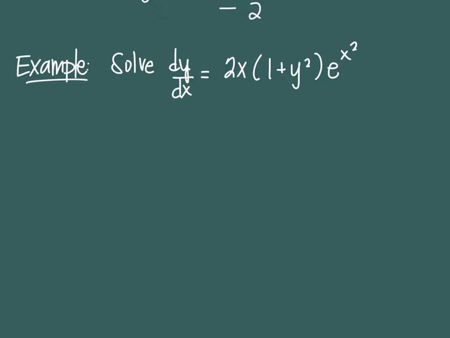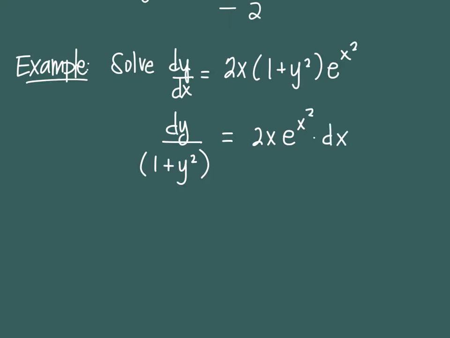1 plus y squared, parentheses over dy. Other way around. Okay, I want my dy in the numerator, and I want to divide by 1 plus y squared in the parentheses. That's what I want to do. And then what will I have left on the other side? 2x e to the x squared dx. Okay. All right, now I have separated, and I'm ready to do the integration.